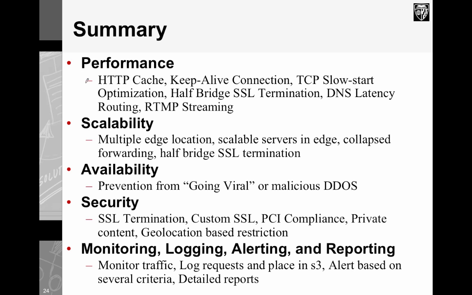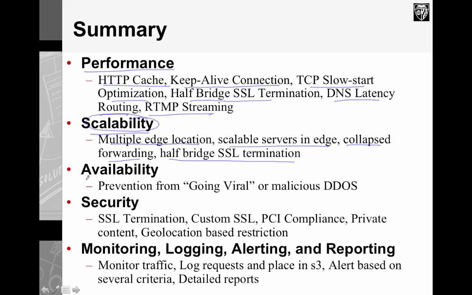So in summary, when it comes to CloudFront performance, CloudFront uses several techniques to improve the performance of serving content. It uses techniques like HTTP cache, keep alive connection, TCP slow start optimization, half bridge SSL termination over full bridge SSL termination, DNS latency routing policy, and RTMP streaming. In terms of scalability, it uses multiple edge locations, and these edge locations have scalable servers. They also use techniques like collapsed forwarding and also half SSL termination to improve the scalability of the application and the origin.